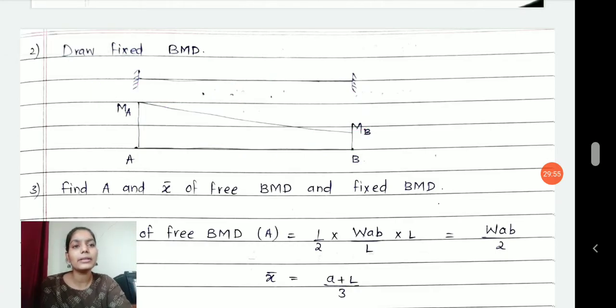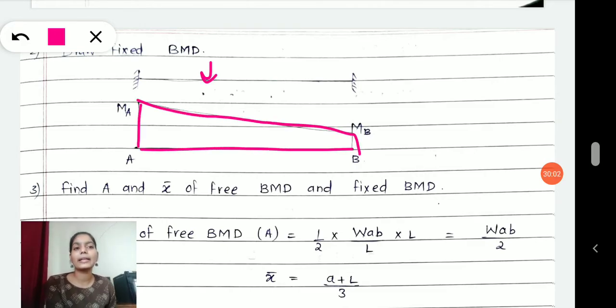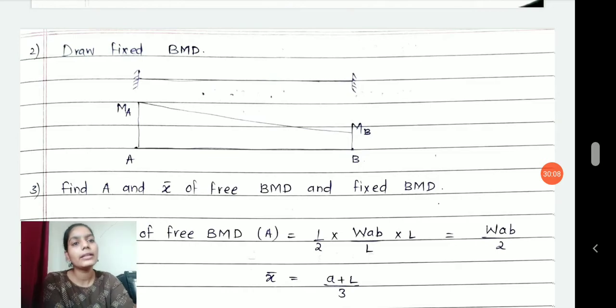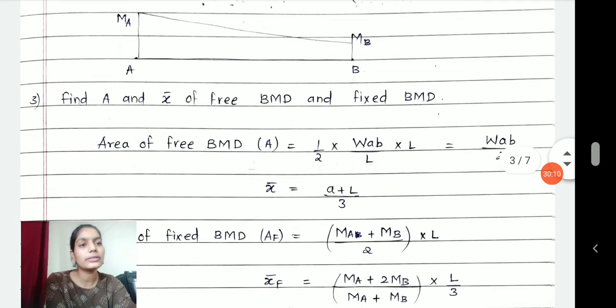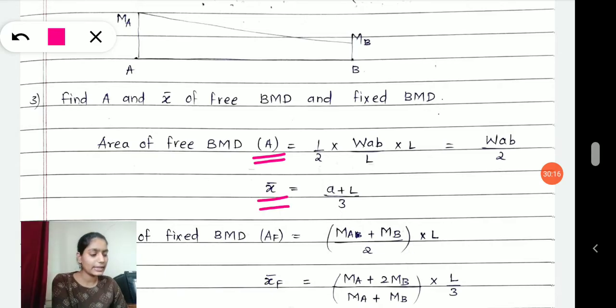But remember, the change in the eccentrically loaded force is that your bending moment diagram becomes trapezoidal, showing the variation in the moments at the supports. Now again, calculate area and x̄ for the given diagrams. Area means the area of the bending moment diagram, and x̄ is the centroid of the bending moment diagram.